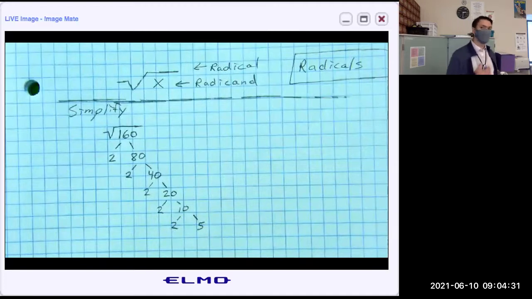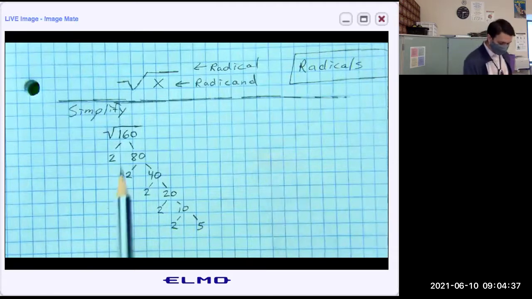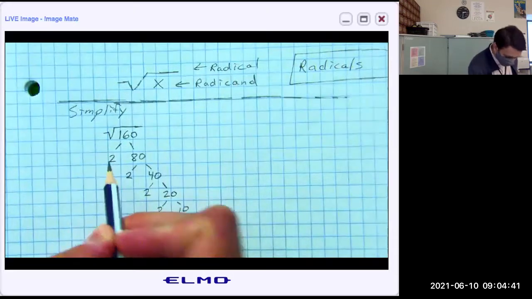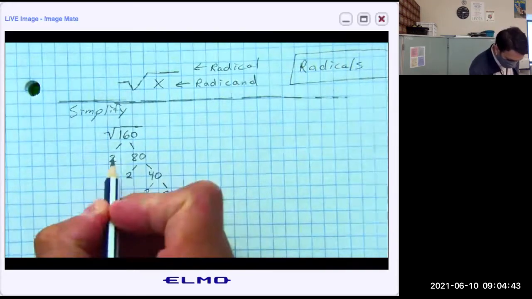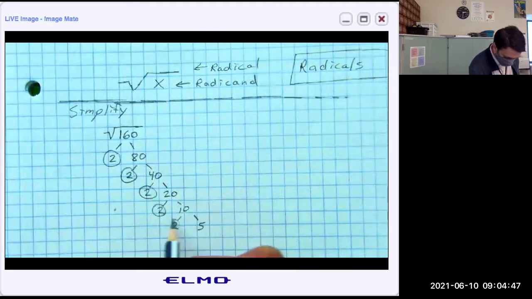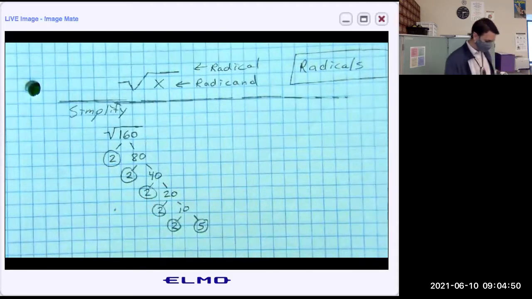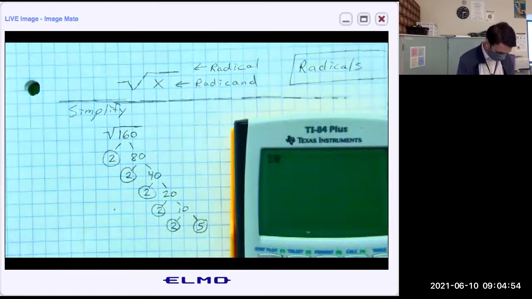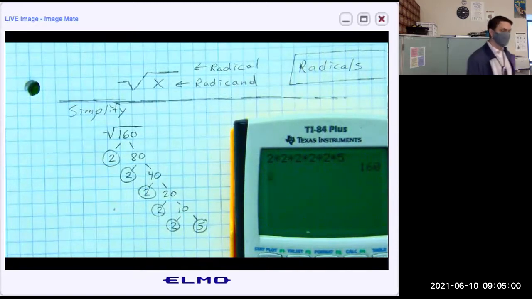So when you're simplifying a radical, the first thing you do is you go through this factor firework and you find all the prime factors. And this is kind of cool. If we multiply the 2 and the 2 and the 2, if we multiply all of these here, we should get back to 160. Let's see. 2 times 2 times 2 times 2 times 2 times 5 is 160. Yep, we did it right.